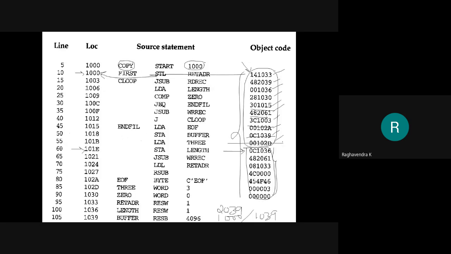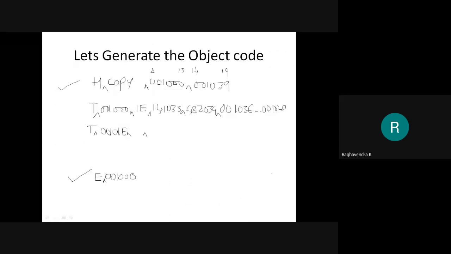Now I need to write the length. So let me check how many instructions there are. 1, 2, 3, 4, 5, 6 and 7. So a total of 7 instructions. Each one of them is 3 bytes, right? 7 threes are 21. So we are supposed to write down the hexadecimal equivalent of 21. So what is 21? 16 ones are 16. How much remains?